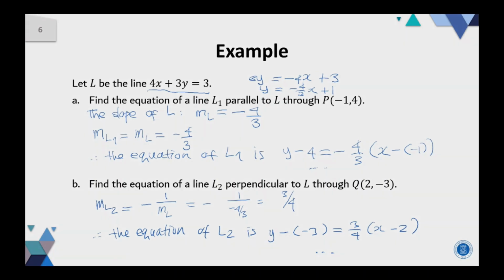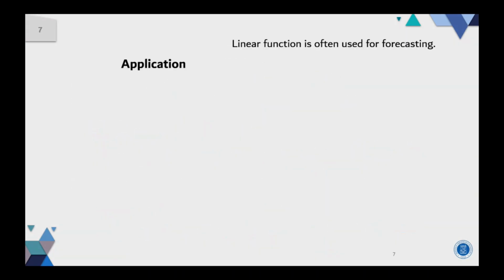Okay, and the last topic will be about applications of linear functions, because if you see the linear function, that's a very simple function. It is one of the simplest functions that exists. But even though it is very simple, it can be powerful. For example, it is often used for forecasting. People have used it for forecasting.